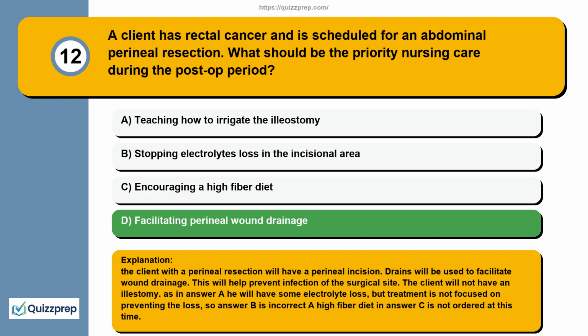The client with a perineal resection will have a perineal incision. Drains will be used to facilitate wound drainage. This will help prevent infection of the surgical site. The client will not have an ileostomy. As in answer A, he will have some electrolyte loss, but treatment is not focused on preventing the loss, so answer B is incorrect. A high-fiber diet in answer C is not ordered at this time.